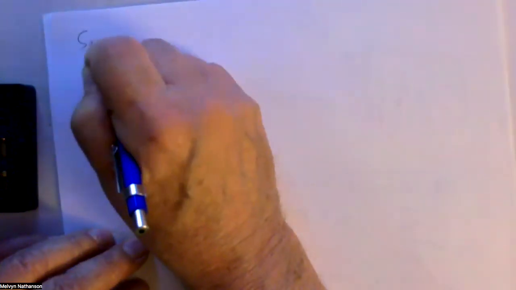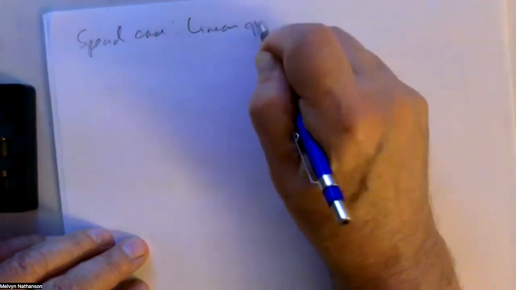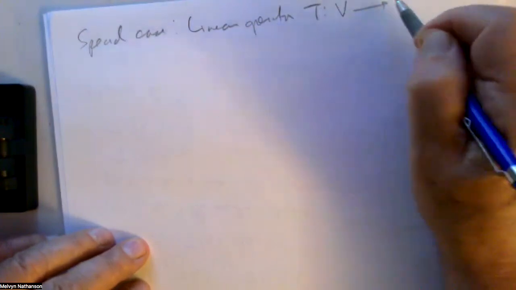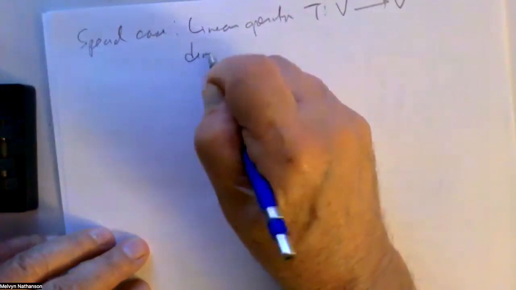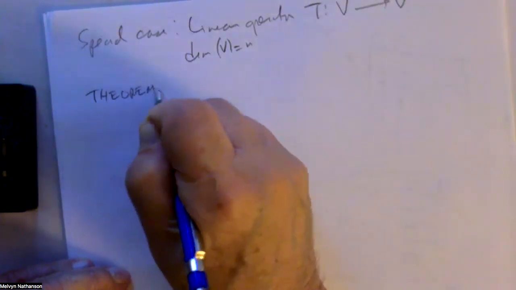And then the question becomes, is there something almost as simple that you can compute? Now, there's a special case, which is very important, where we have a linear operator T. That just means a linear transformation from a vector space V to itself. V is finite dimensional. The dimension of V is equal to n. And the special case is the following theorem.